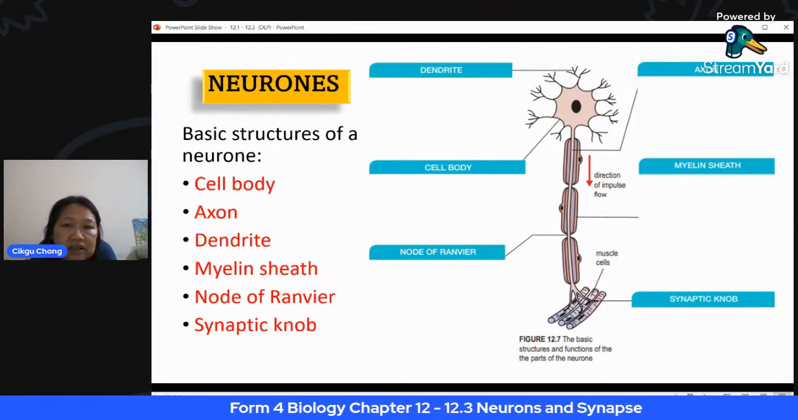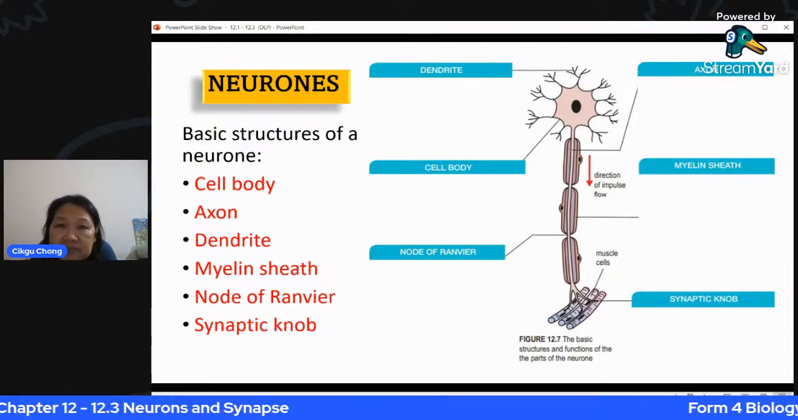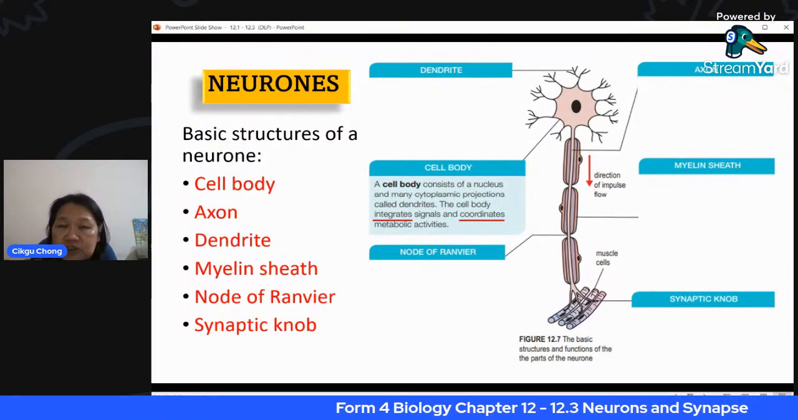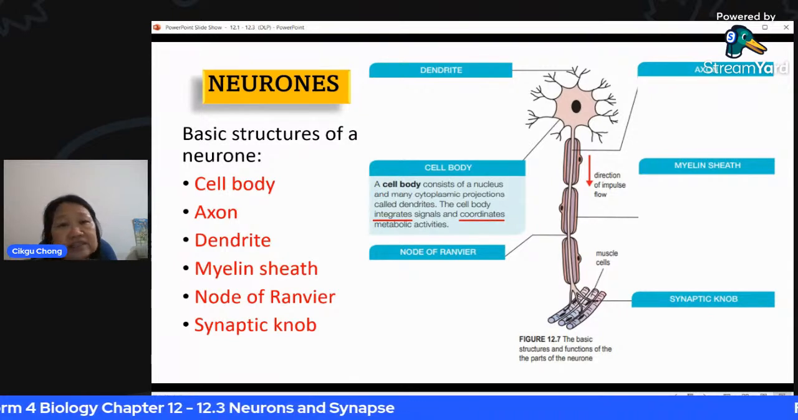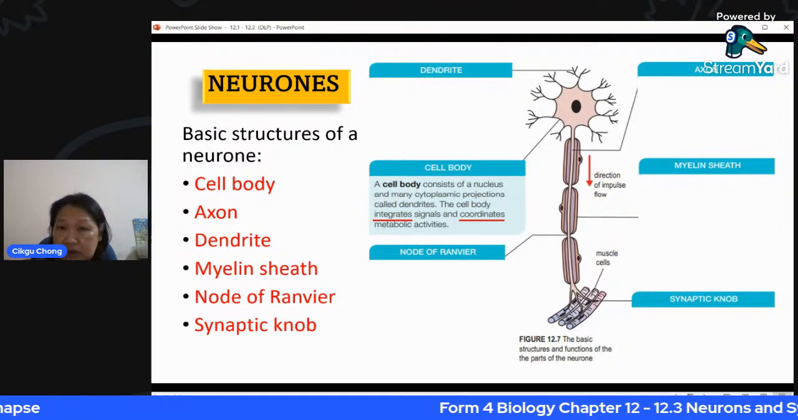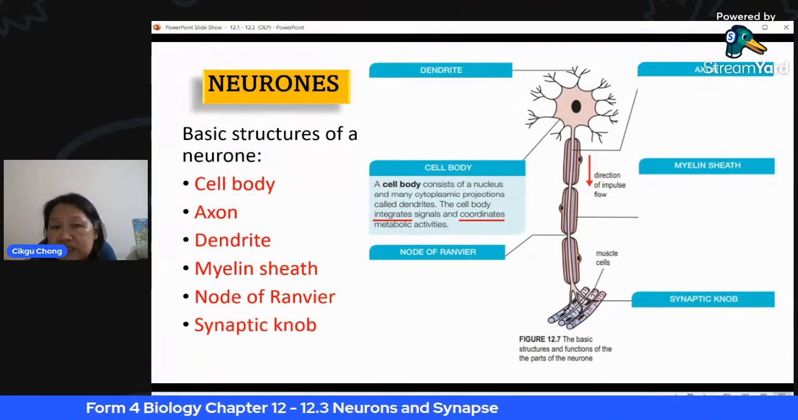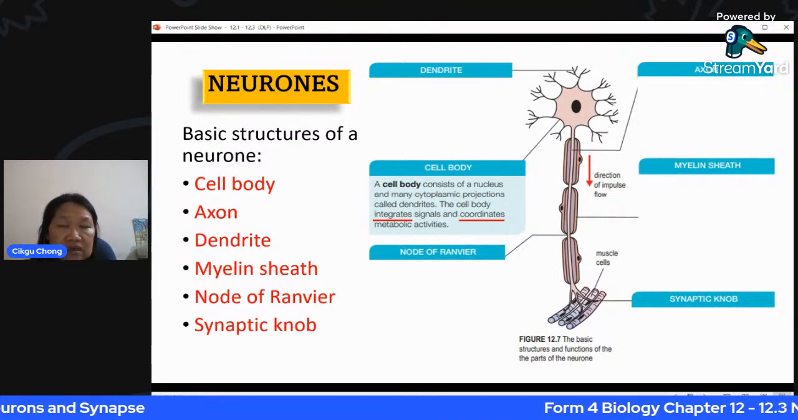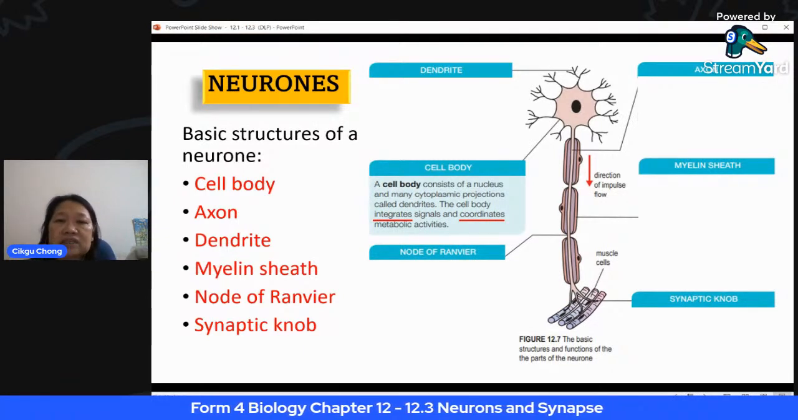Let's look at the cell body. The cell body has a nucleus and a lot of cytoplasm inside. It consists of a nucleus and many cytoplasmic projections. See all these things branching out, they are called dendrites. The cell body's function is to integrate the signals. It's like the CPU of your computer. All the messages come into the cell body and it coordinates all the signals that come in. Integrating the signals means sorting them and then coordinating the activities in the entire neuron. So it's like the center, all the signals come in there.